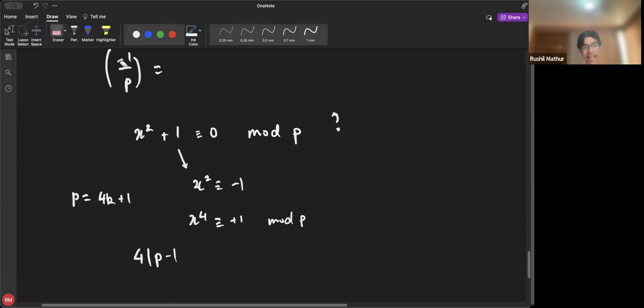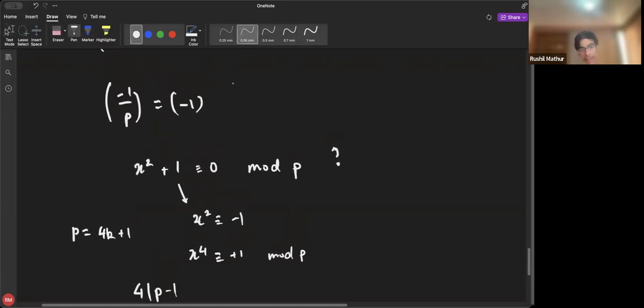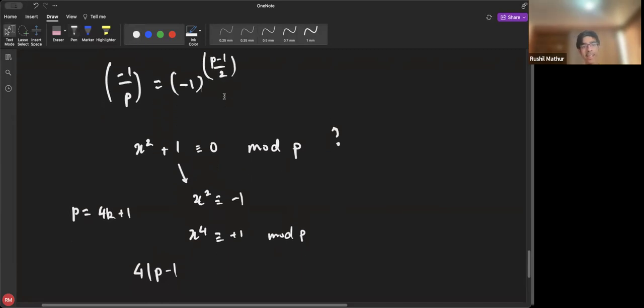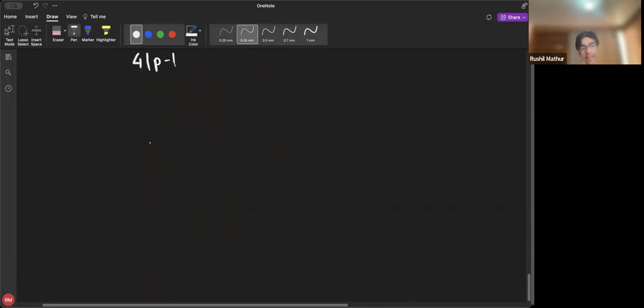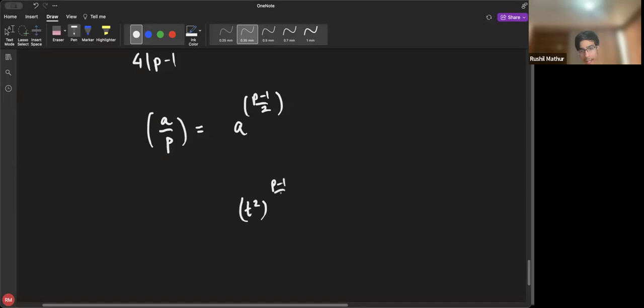So actually, a clean way of saying this is minus 1 to the power p minus 1 over 2. And actually, that turns out to be something you can say in general, because you can say that a by p is a to the power p minus 1 over 2. Because if a was a QR, then a is some number squared, and then you just get t to the p minus 1, and any number to the p minus 1 is 1 mod p by Fermat's little theorem.